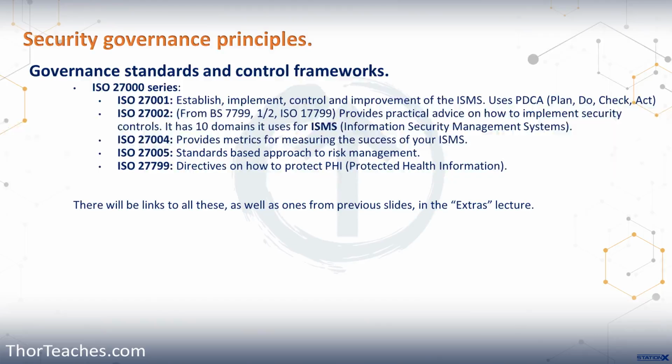And 27002 is way more in depth than 27001. It is the practical advice that we need so we can implement 27001. It has 10 domains that we use for information security management systems. This is not something we can be certified against. This is the practical implementation. Then we have 27004. This gives us metrics where we can measure how successful our ISMS is.